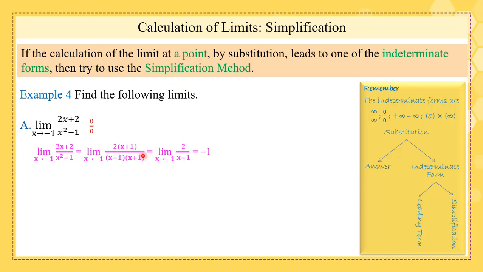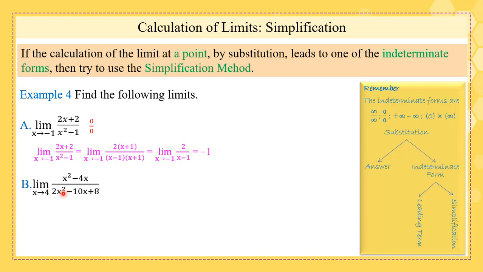And if we simplify, we get the limit of 2 over x minus 1. And if we substitute negative 1 here instead of x, we get minus 1. Remember, even in the simplification method, after we simplify, we always have to go backward to the substitution method. Now let's see the second example.